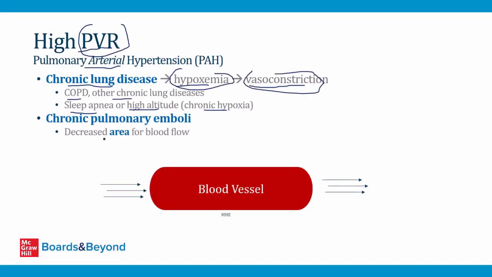Another way you can have high pulmonary vascular resistance is if a patient has chronic pulmonary emboli. Sometimes this happens. Patients are chronically delivering blood clots to small branches of the pulmonary arteries. This takes away the area for blood flow and causes there to be higher pulmonary vascular resistance. And so this is another way you can get pulmonary hypertension through high pulmonary vascular resistance.